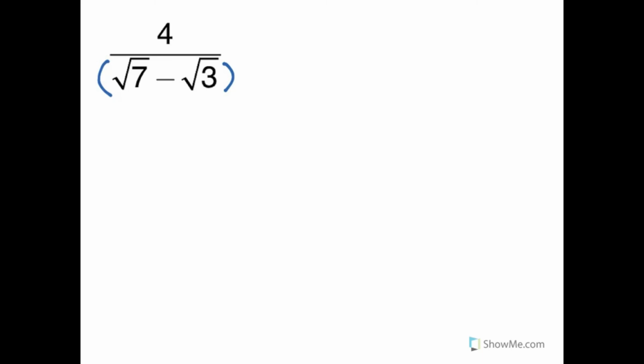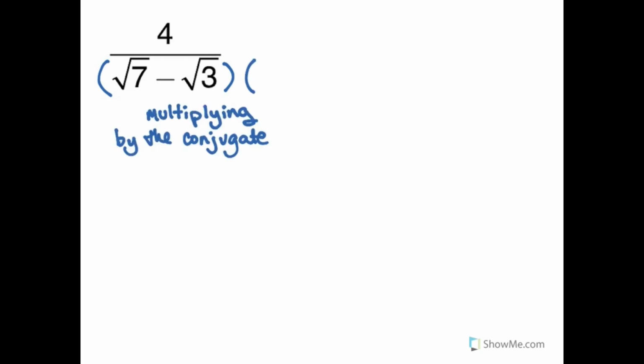So I'm going to use a trick that's called multiplying by the conjugate. The conjugate is the same expression with the opposite operation. So since we had square root of 7 minus square root of 3, I'm going to write square root of 7 plus square root of 3. And I have to multiply by the same thing in the numerator and the denominator.